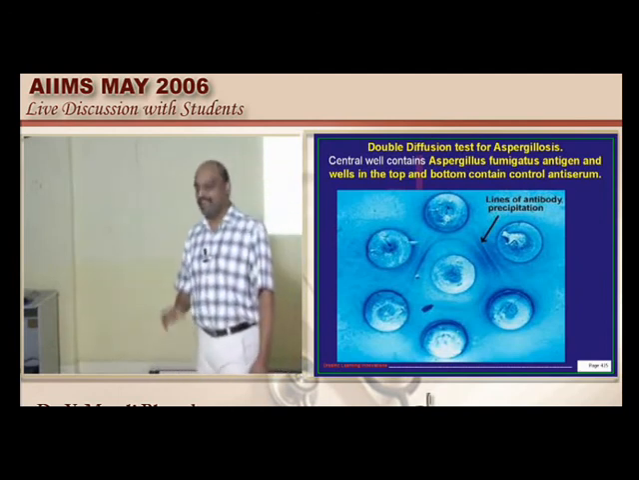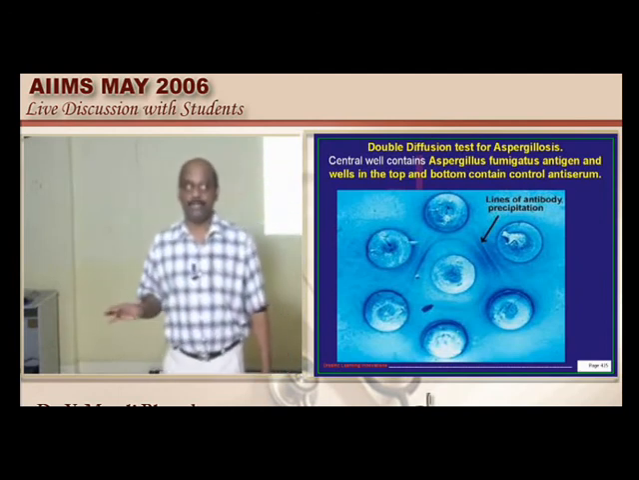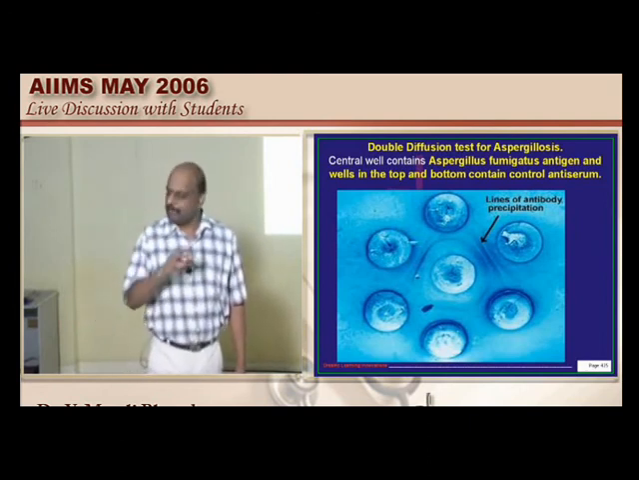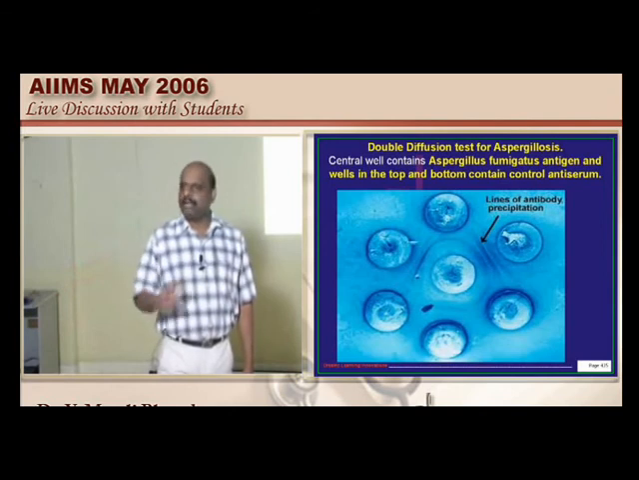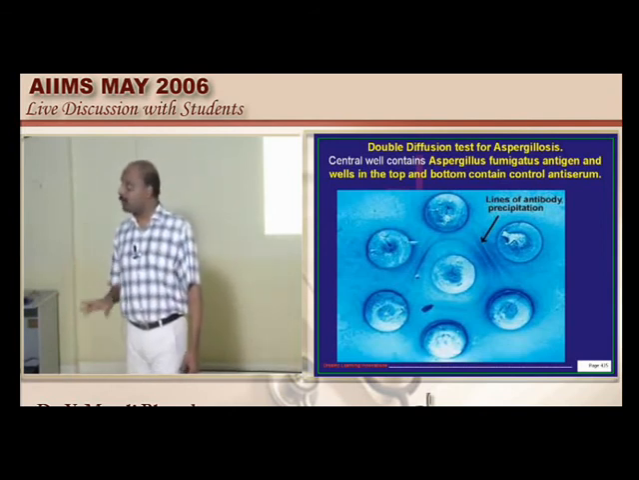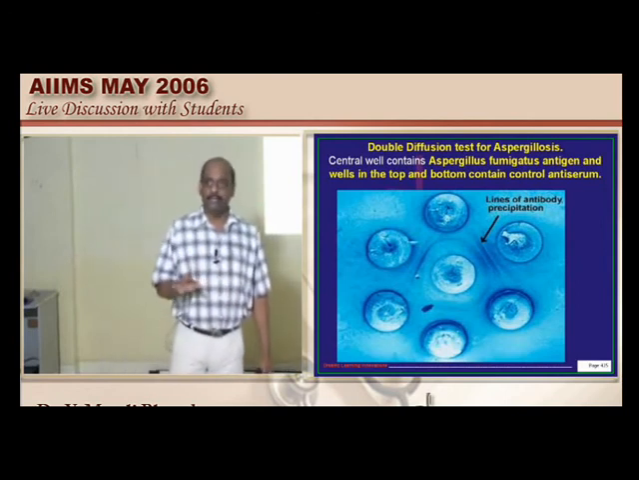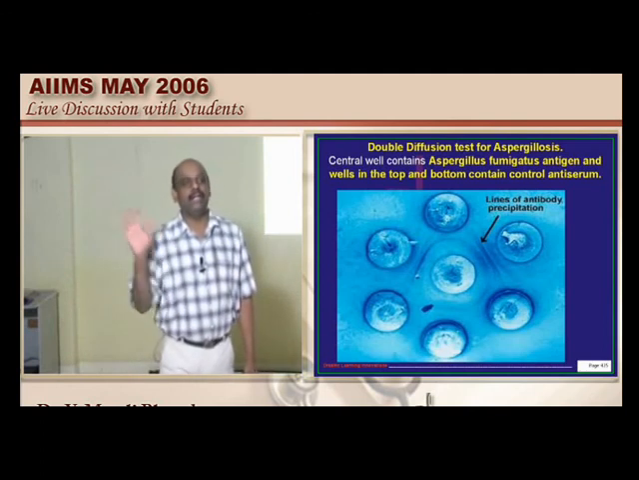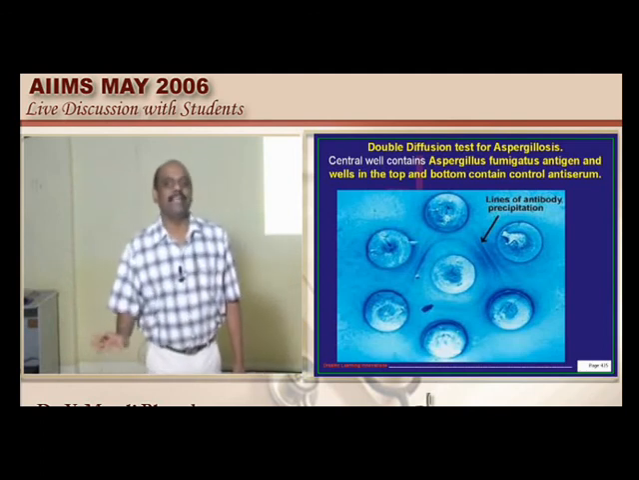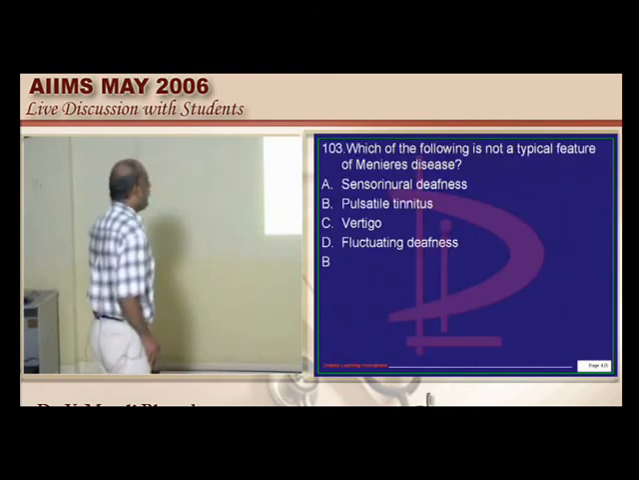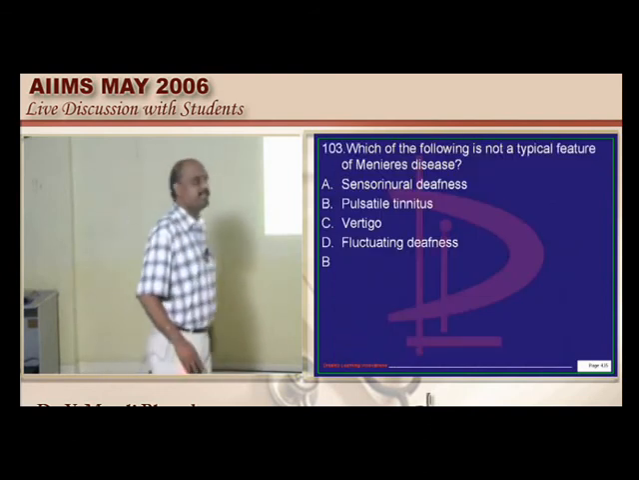So on a lighter vein, but you need to remember, doctor, CMDT and Harrison, for that matter internal medicine, it is not a right choice to read infectious diseases for the entrance. You must be good in your pharmacology about the chemotherapeutic drugs, and microbiology you must be stunningly precise. That's very important. Okay, so let's go to the next question regarding Meniere's disease, which is not a typical feature.